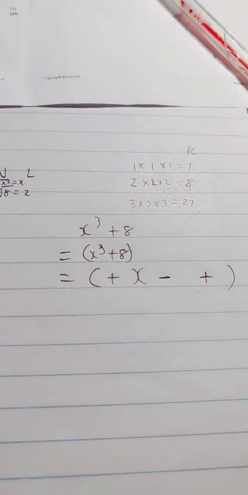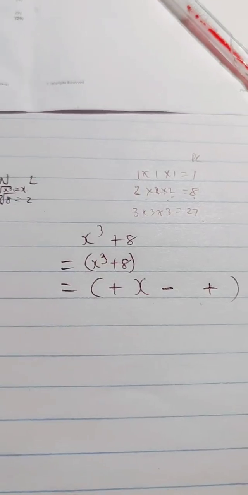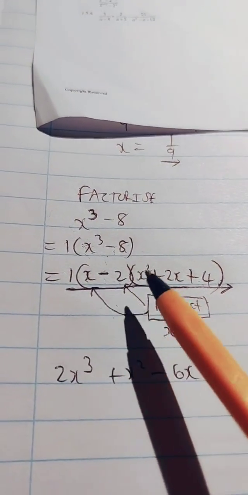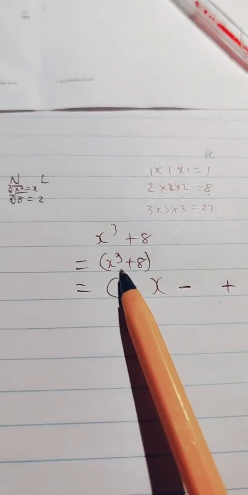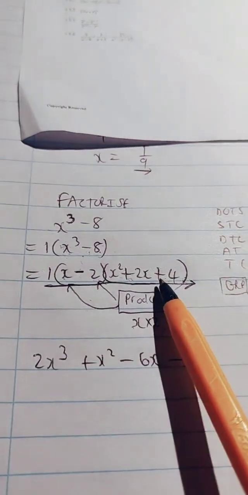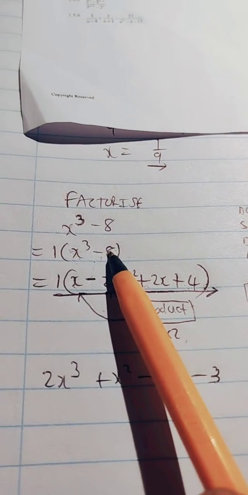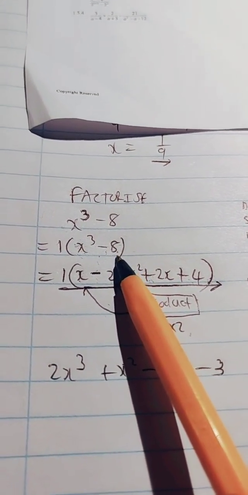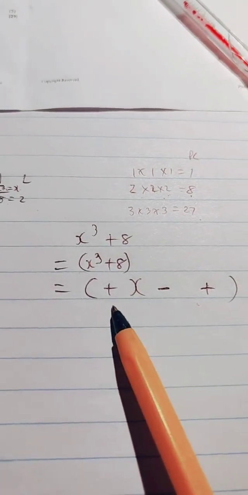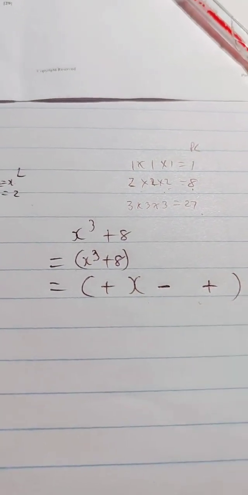Is this always the case? Yes, it's always the case. It never changes. So when you have a difference of two cubes, it will always be minus plus plus. If you have a sum of two cubes, it will always be plus minus plus. Let's repeat that again. If there's a difference of two cubes, it will always be minus plus plus. If there's a sum of two cubes, it will always be plus minus plus.